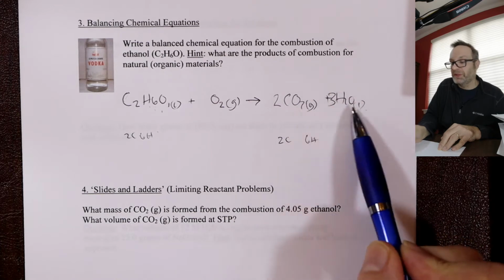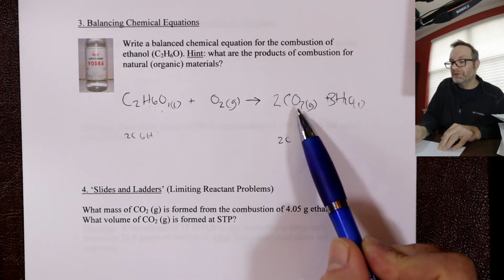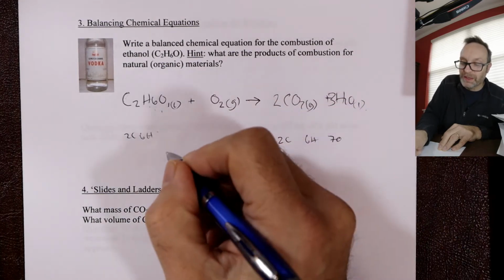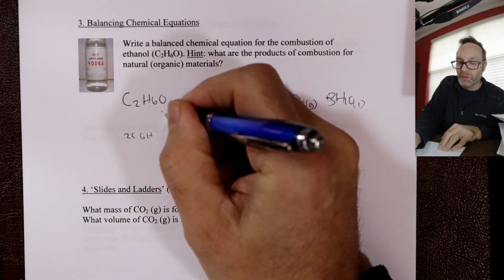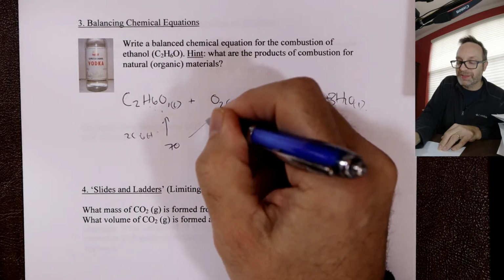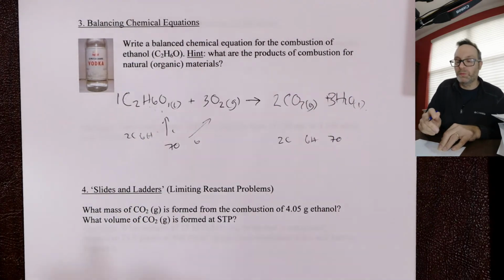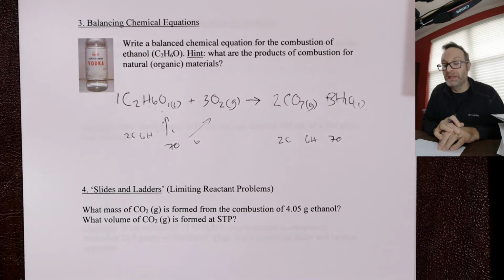Count up how many oxygens I've locked in over here. 2 times 2 is 4, 5, 6, 7. So I've got 7 oxygens locked in. I need 7 oxygens over here. Well, there's 1 in there, right? So I need 6 over here, right? So that's 3 times 2. So the answer is 1 ethanol, 3 oxygen, 2 CO2, 3 water. Okay, hopefully that makes sense.